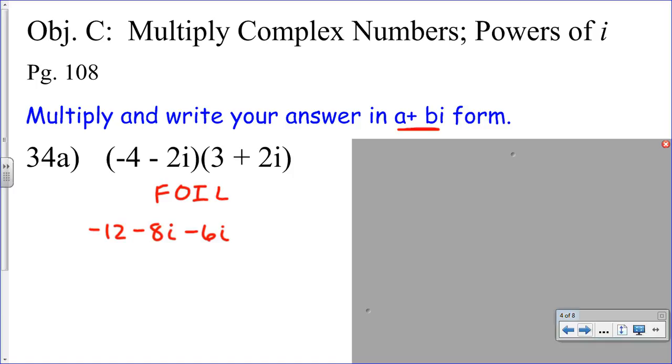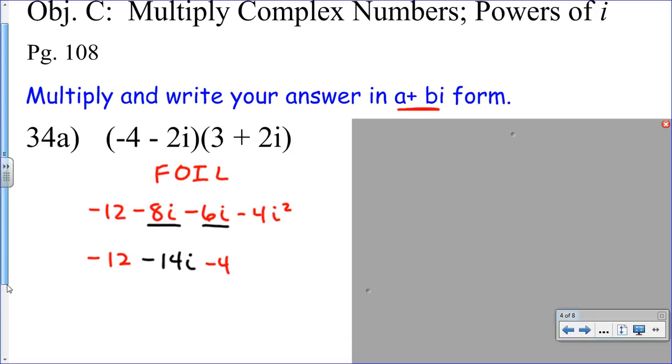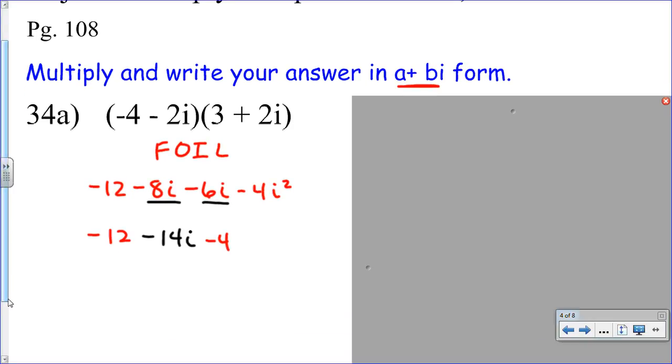All right, negative 2i times 2i. Well, that's negative 4i squared. Okay, negative 12. Combine your like terms. That's negative 14i. And then you always have to replace an i squared. What should you replace i squared with? Negative 1.